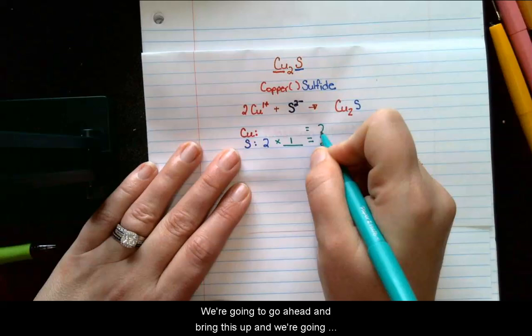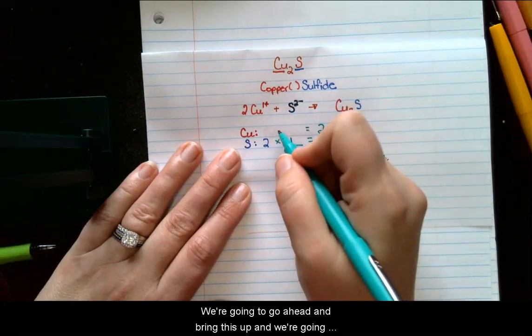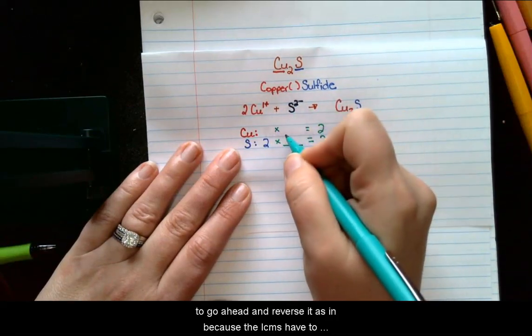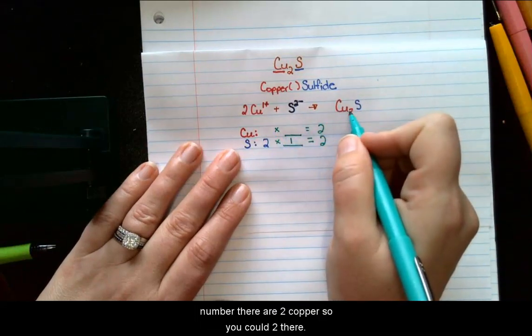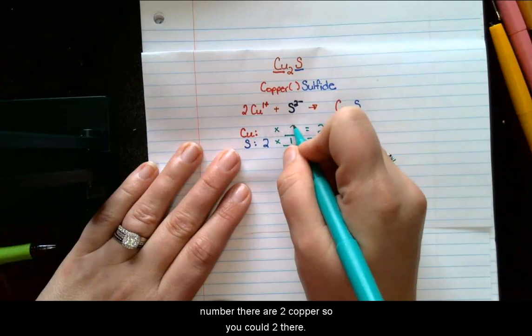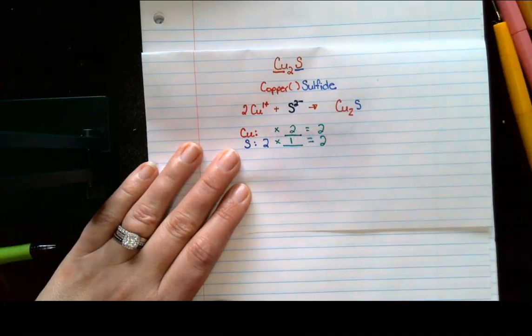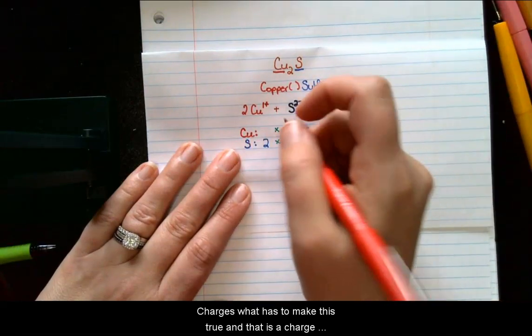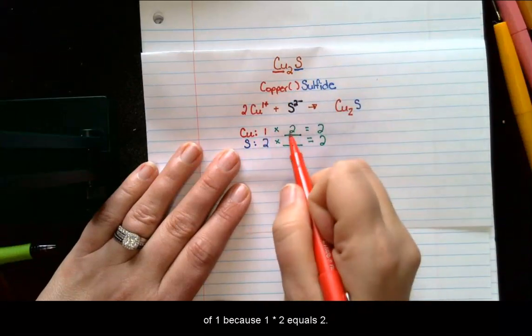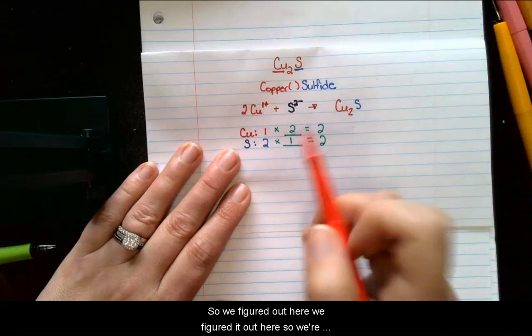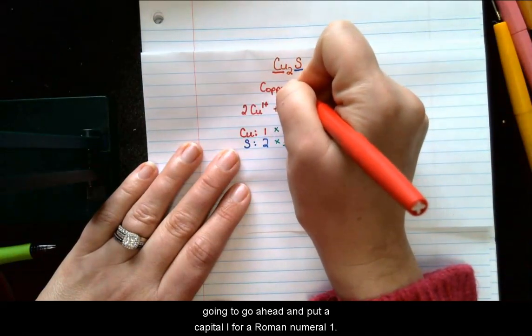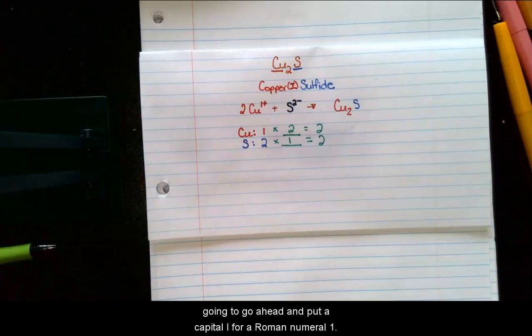We're going to go ahead and bring this up, and we're going to go ahead and reverse it, because the LCMs have to be the same, it's going to help us figure out this charge number. There are 2 coppers, so we put 2 there. So the charge is what has to make this true, and that is a charge of 1, because 1 times 2 equals 2. So we figured it out here, so we're going to go ahead and put a capital I for a Roman numeral 1 in that parentheses.